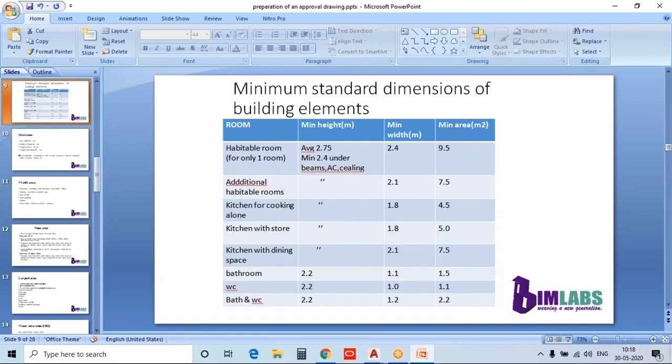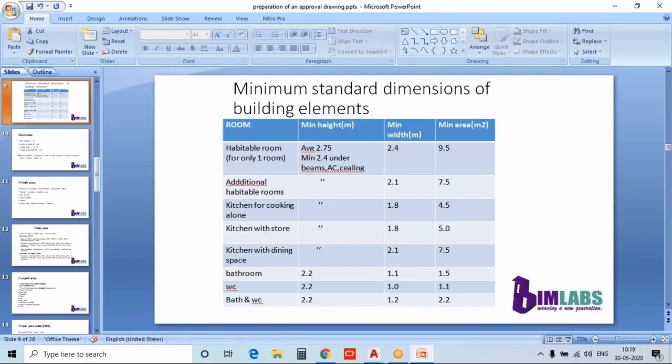First of all, it is a room, that is, a habitable room. If there is only one room in a building, we have to provide an average of 2.75 meter or a minimum of 2.4 meter under beams, AC or ceiling. That is, if there is a ceiling, then I have to provide a minimum 2.4 meter height, or otherwise a minimum height of 2.75 meter. And you have to give a minimum width of 2.4 meter to the room, and the minimum area should be 9.5 meter square. From this area and using this width, you can calculate the length of this habitable room.